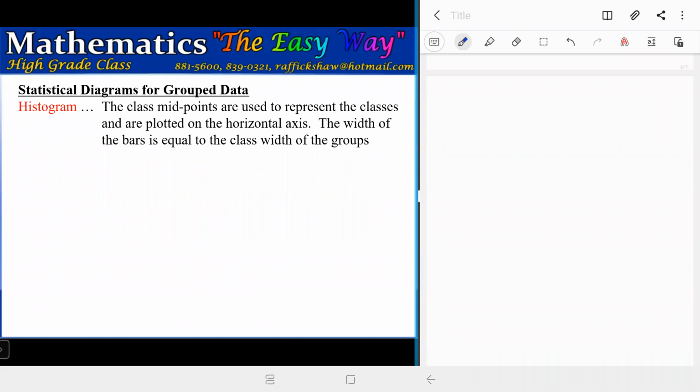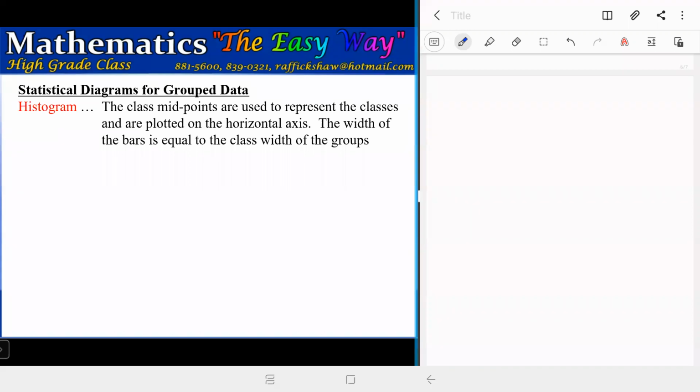So when you draw a histogram, the class midpoints are used to represent the classes and are plotted on a horizontal axis. The widths of the bars are equal. They don't have to be equal, though. You can have a histogram with the widths not the same. A histogram can be drawn such that the data are represented by the area. But for CSEC, they tend to make the widths of the bars the same.